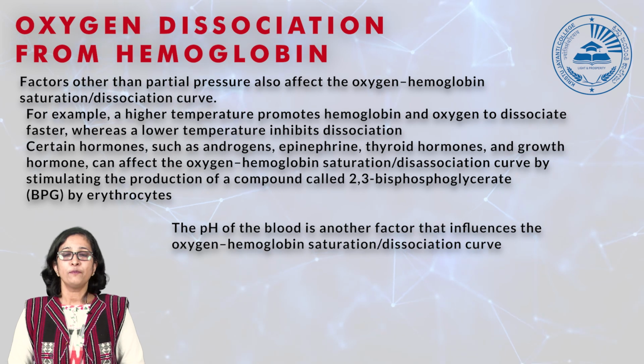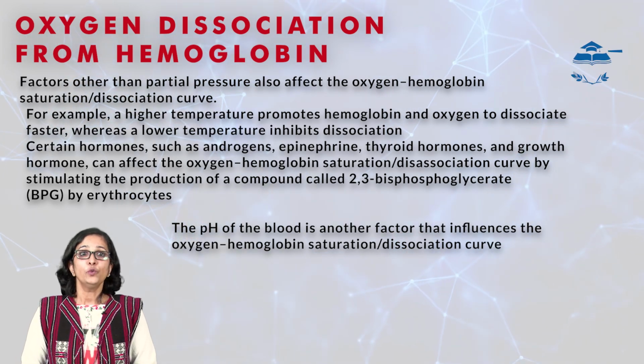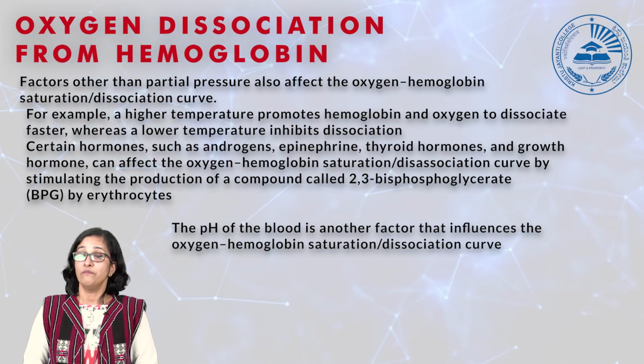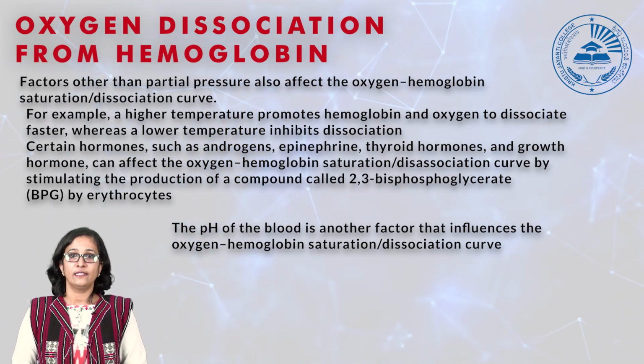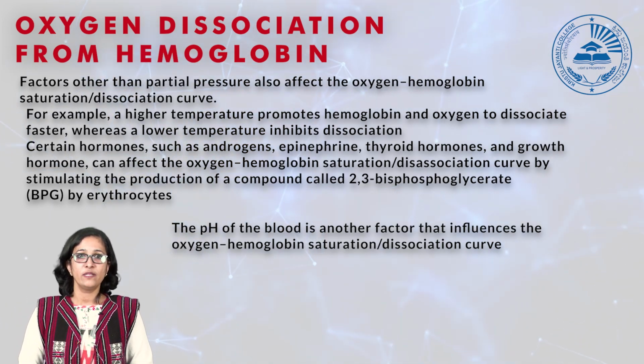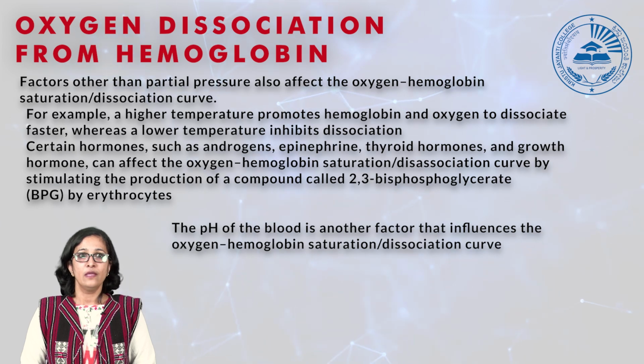by stimulating the production of a compound called 2,3-bisphosphoglycerate (BPG) by the erythrocytes. The pH of the blood is another factor that influences the oxygen hemoglobin saturation dissociation curve.